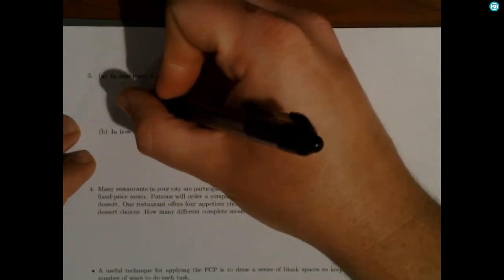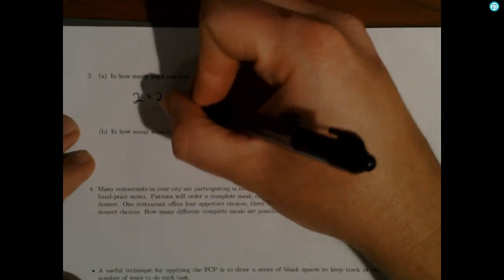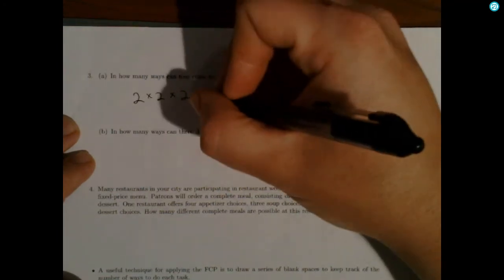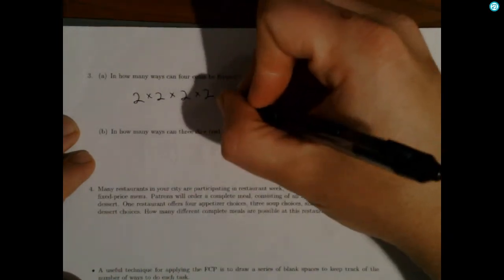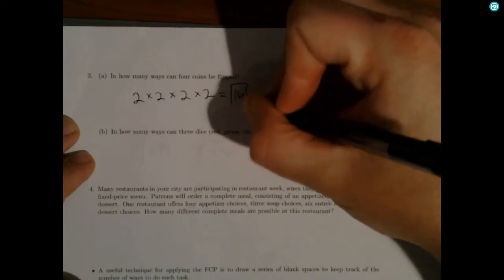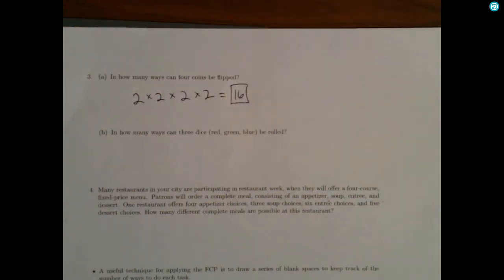Why? Well, because how many ways can we flip the first coin? There are 2 possible outcomes, heads or tails. And how many ways can we flip the second coin? Again, it's 2, heads or tails. The third coin, 2, heads or tails. And the fourth coin, 2, heads or tails. So it's just 2 times 2 times 2 times 2. And that's going to be 16. So 16 different possible outcomes.